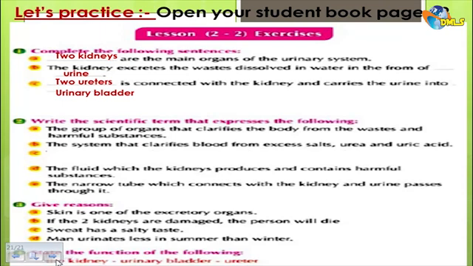Number 3, write the scientific term that expresses the following. Number 1, the group of organs that clarify the body from the wastes and harmful substances. The answer will be excretory organs. If your answer is like this, put a tick. P, the system that clarifies the blood. Be careful, the system that clarifies blood from excess salts, urea and uric acid is the urinary system.